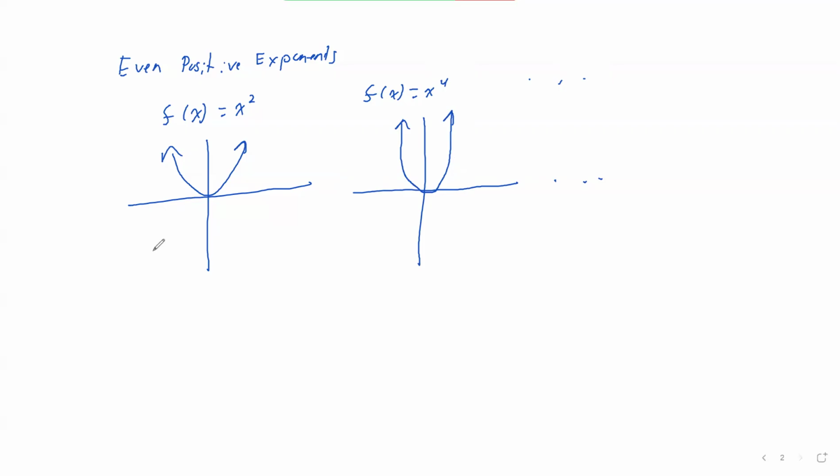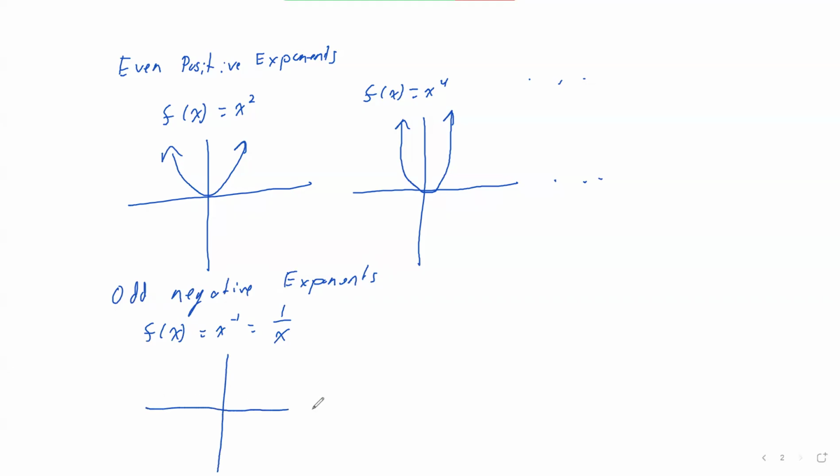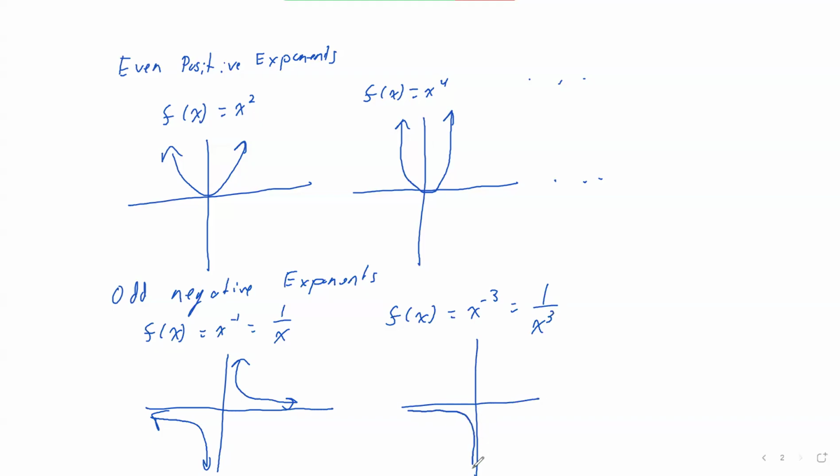Then we have odd negative exponents. The most famous one is x raised to the negative 1, which is 1 over x. These are what we call our rational functions, basically functions that have fractions. And this is what the parent function would look like. Now, as we get larger and larger, these are called branches, and the branches will get closer and closer to the origin. So it'll look more like this. As it gets larger and larger, these get closer and closer to the origin, and these get closer to the x and y axis, because technically it's getting bigger faster or slower in some directions. All right, so that's what an odd negative exponent would look like.